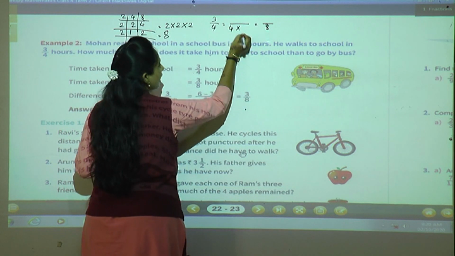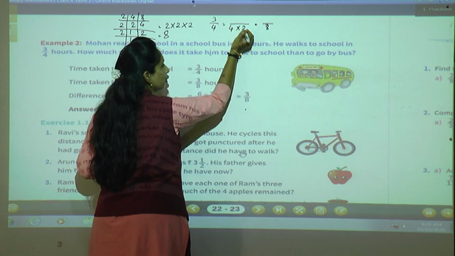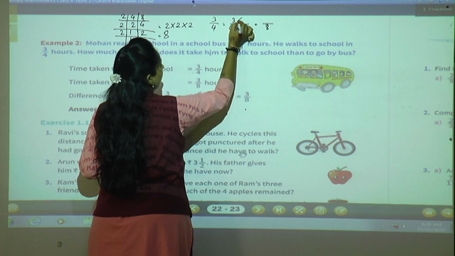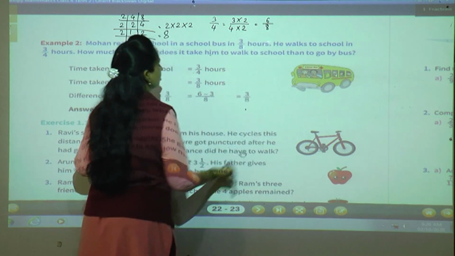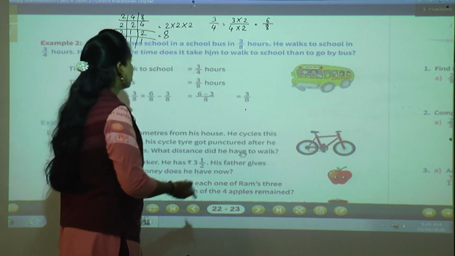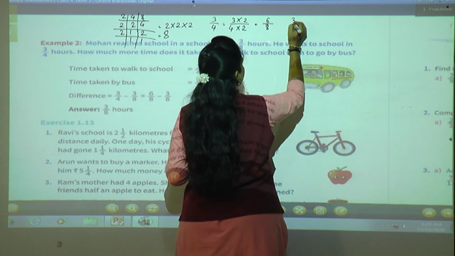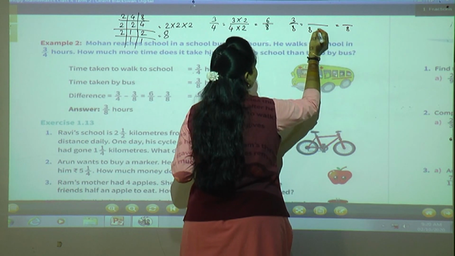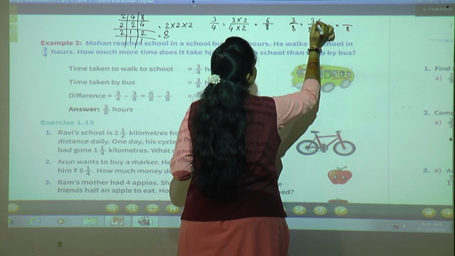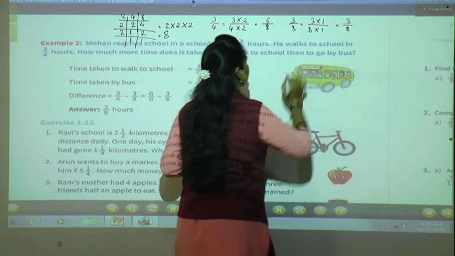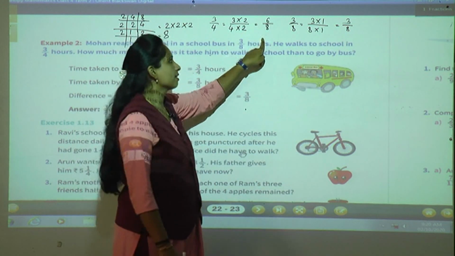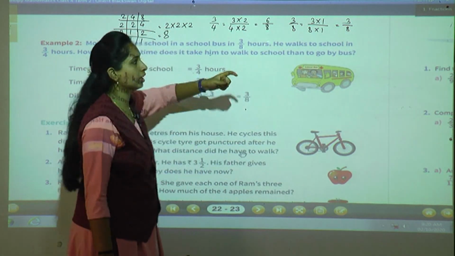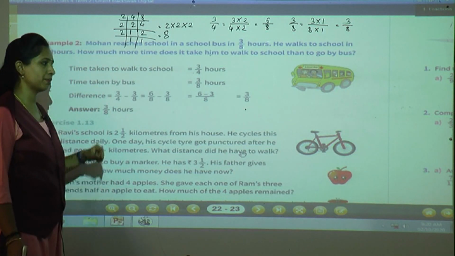So we have to multiply with 2. 4 2s are 8 and 3 2s are 6. And the next is 3 upon 8. So denominator should come 8, means we have to multiply with 1. So 8 1s are 8, 3 1s are 3. So the numbers are 6 upon 8 and 3 upon 8. Now denominators are same, so we can subtract.